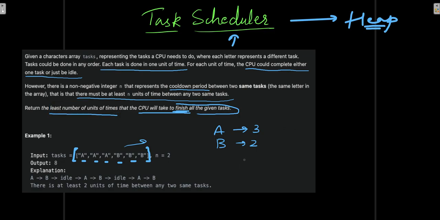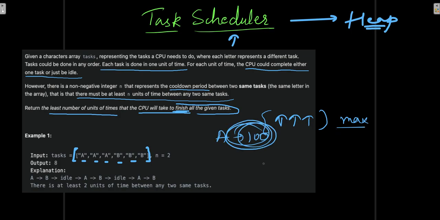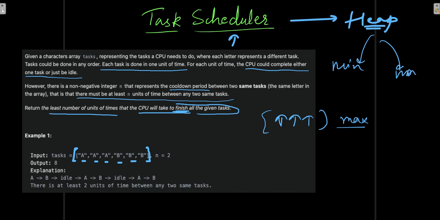Okay, Sonu, we got it. Now we got the starting point, we know how to approach it, but what data structure do we use and why? So we need the most frequent one, the maximum frequency one, right? If A is coming 100 times, then I need A first. And which data structure could help out of heap again? Min heap or max heap? Definitely max heap. Max heap will help us to approach this problem. So okay, fine, we will use max heap.